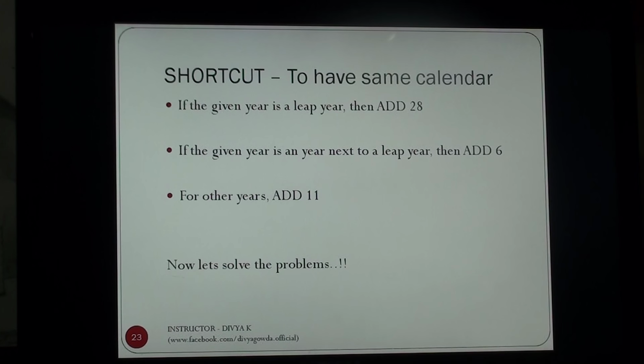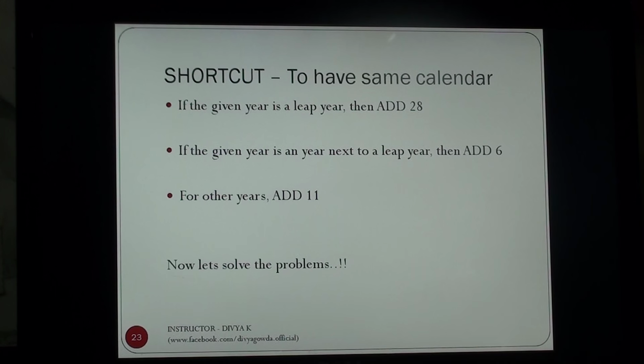Second point, if the given year is a year next to leap year. Next to leap year means 2001, 2005, 2009, they are all years next to leap year, because 2000 was a leap year, so 2001 will be a year next to leap year, 2004 was a leap year, so 2005 will be a year next to leap year. But don't consider 2015 as a year next to leap year, it is a year before leap year. 2016 is leap, so 2017 would be the year next to leap year and not 2015. So for such numbers you have to add 6.